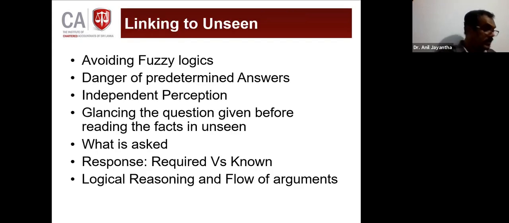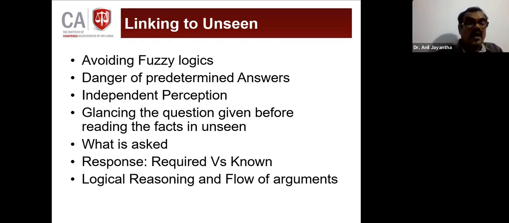Then how do you link the pre-seen to unseen? Number one is you need to avoid the possibility of emergence of fuzzy logics. What is fuzzy logics? Fuzzy logics is the deterministic decision-making model based on preloaded, pre-set logics. It has a set of logics only.